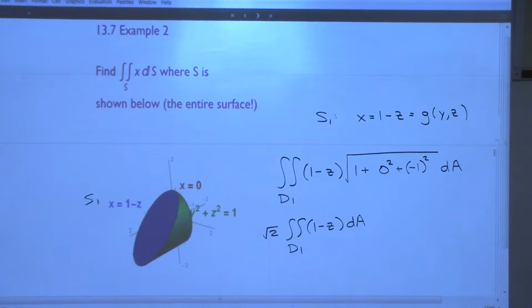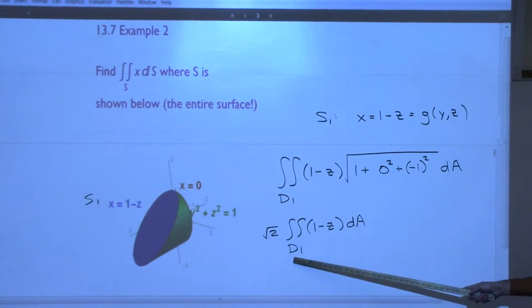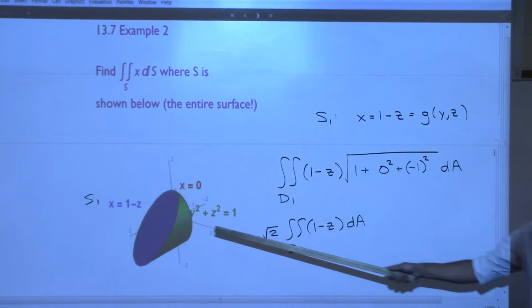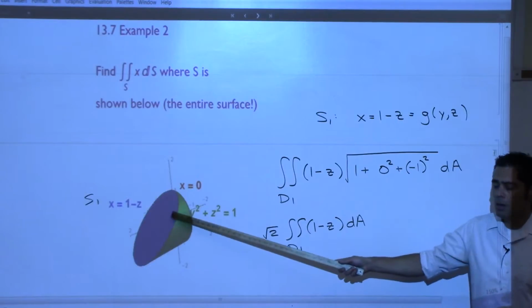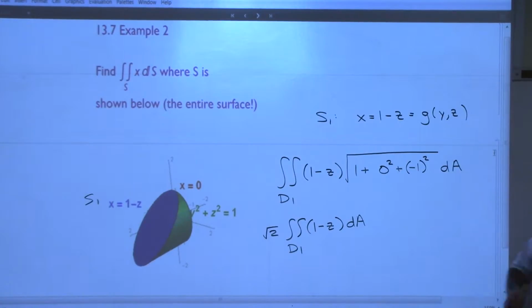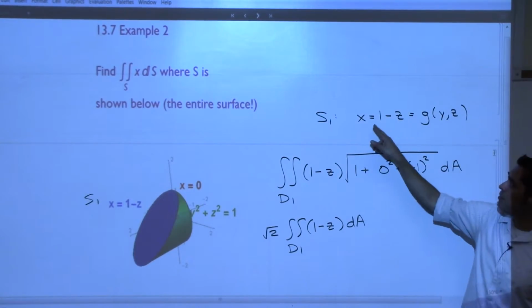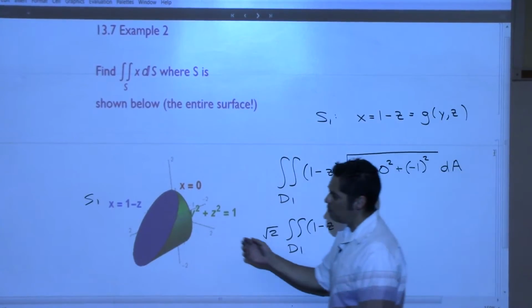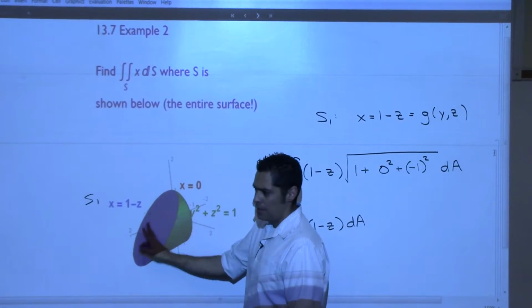Now, this is a critical juncture we're at here. Does anyone have any questions on what I've done thus far? D1 are the restrictions on my double integral that will allow me to draw that blue piece, right? 1 minus z is just the entire plane. Remember, this x equals 1 minus z is a plane, isn't it? I don't want to draw the whole plane. I only want to draw the part of the plane that's in blue.